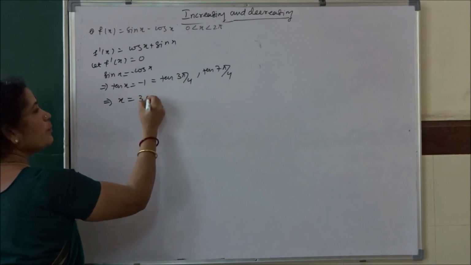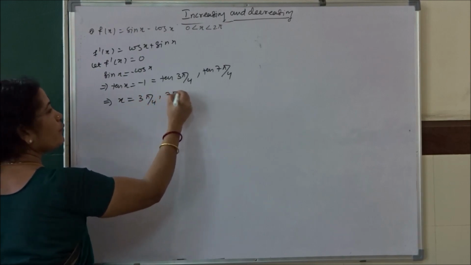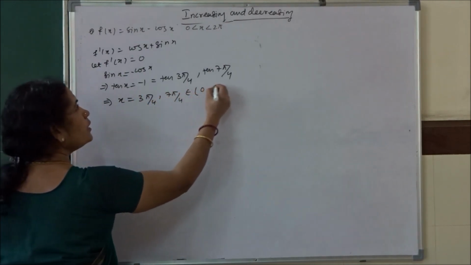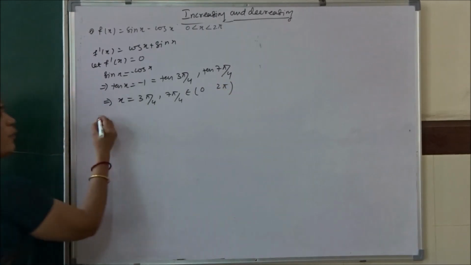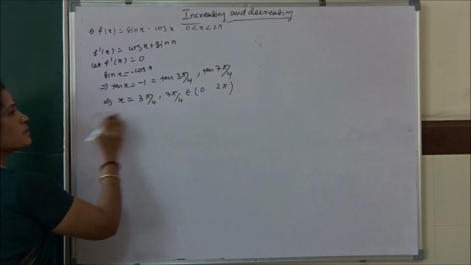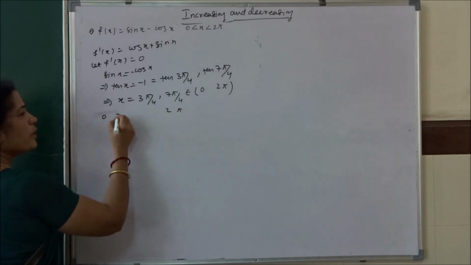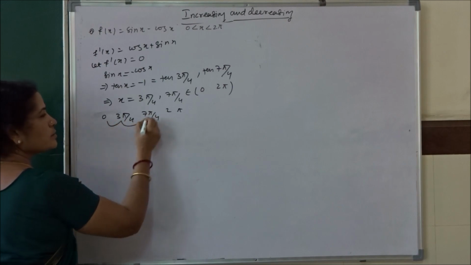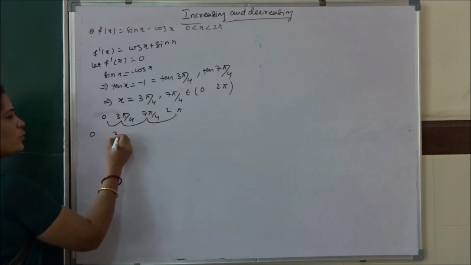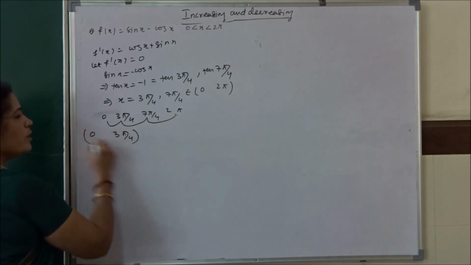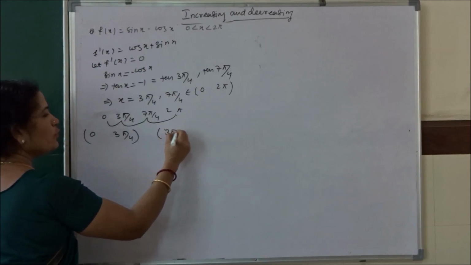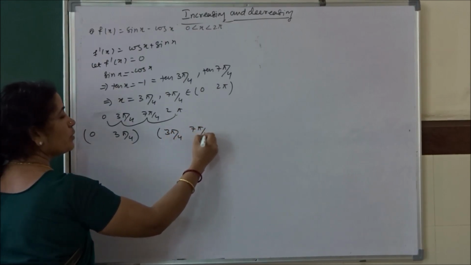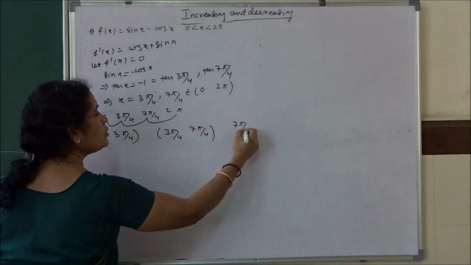X is equal to 3 pi by 4, 7 pi by 4. Definitely both belong to the open interval 0 to 2 pi. Now I am dividing this interval, that is 0 to 2 pi, like this. However you have done it in algebraic terms, the same manner you have to do it like this. Now I am taking 0 to 3 pi by 4, then 3 pi by 4 to 7 pi by 4, and then 7 pi by 4 to 2 pi.